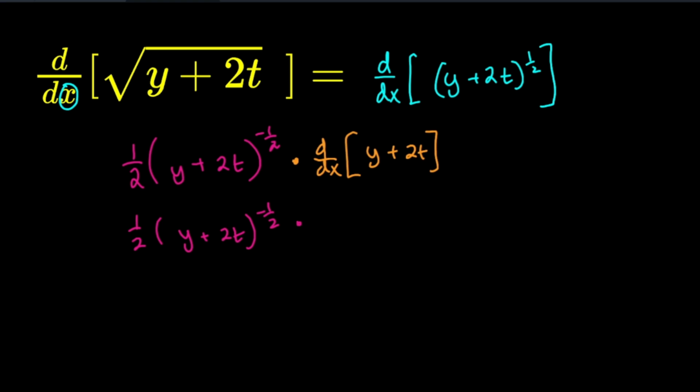But the derivative with respect to x of y is dy dx. And the derivative of t with respect to x is dt dx. And it's being multiplied by 2. So it's 2 times dt dx. And that whole quantity is being multiplied by the first factor.